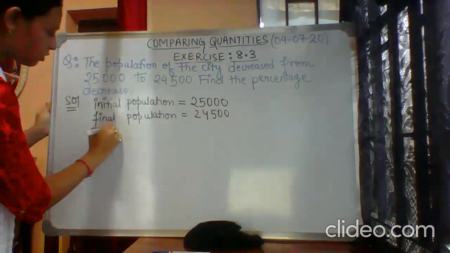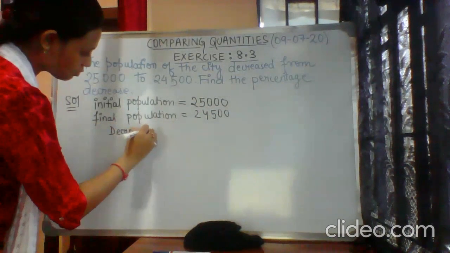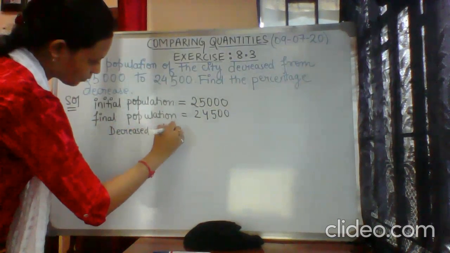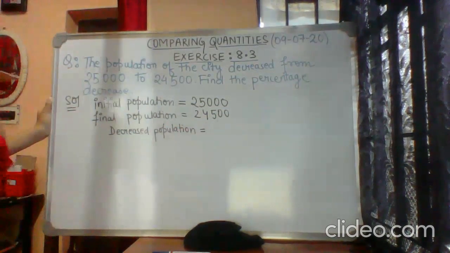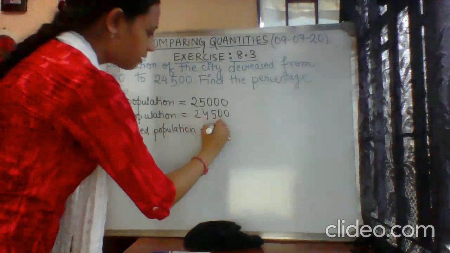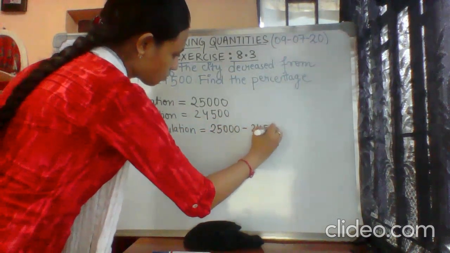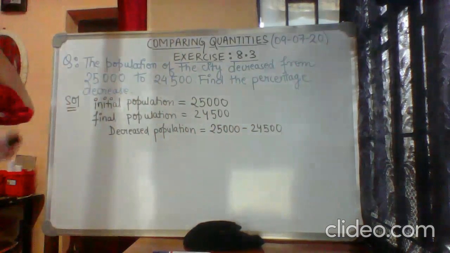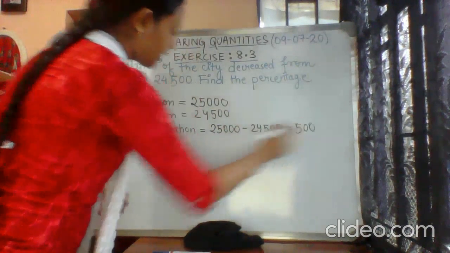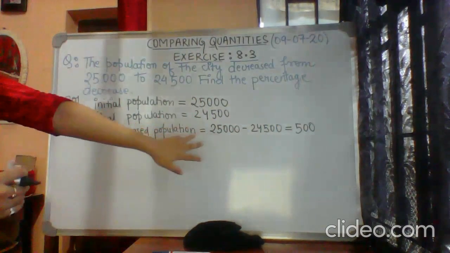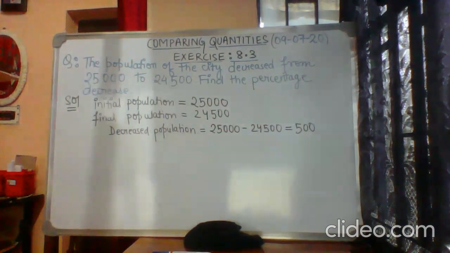So what is the amount of decrease? Decreased population equals... we have to just subtract: 25,000 minus 24,500. That will come to 500. So the amount of decrease we have calculated: 500 people are decreasing in that city.